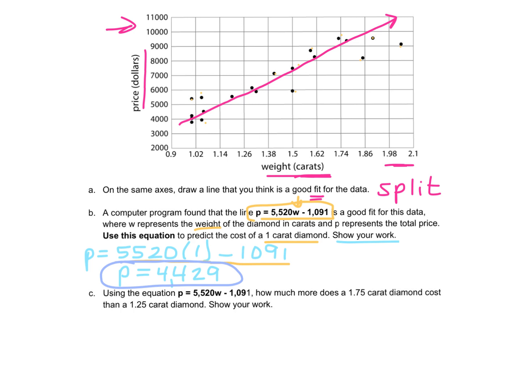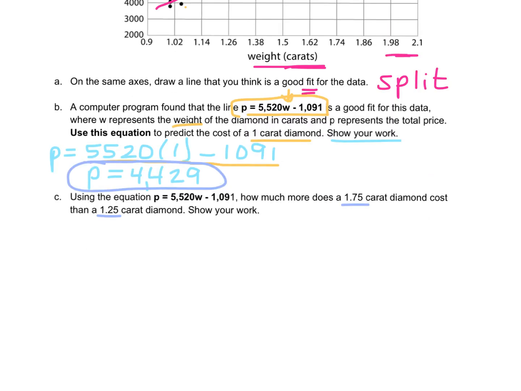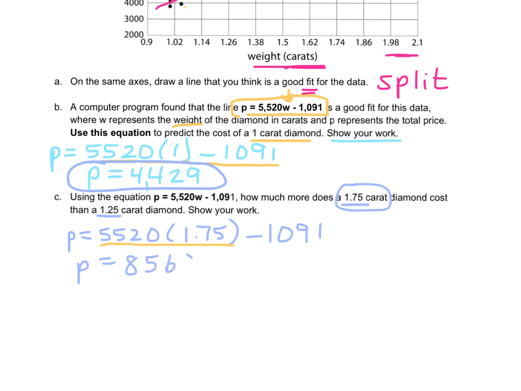Question C, we're going to use the same equation and find out how much more a 1.75 carat diamond would cost than a 1.25 carat diamond. And we have to show our work for this. So let's show our work. I'm going to write my equation. Now in place of weight, I'm going to do the bigger carat first. So I'm going to substitute in 1.75 for the weight and then subtract 1,091 from that. Grab your calculator and multiply first, multiply those values, and then subtract 1,091 from that. And that's going to give me 8,569. So the 1.75 diamond is very expensive, $8,569.